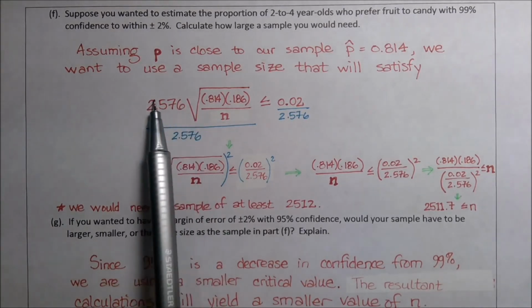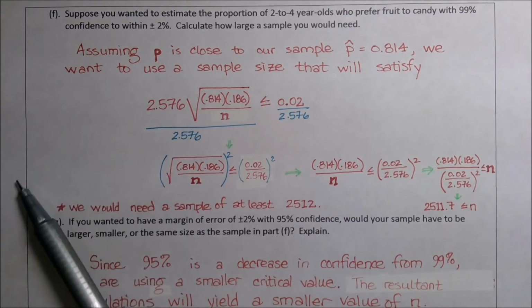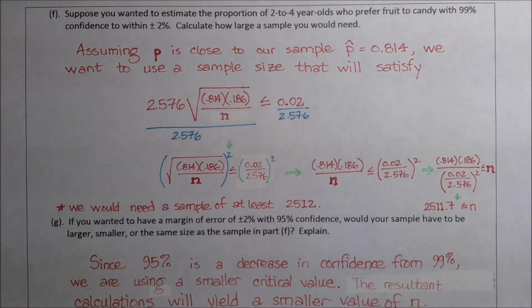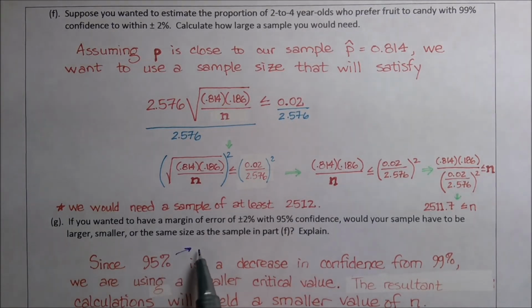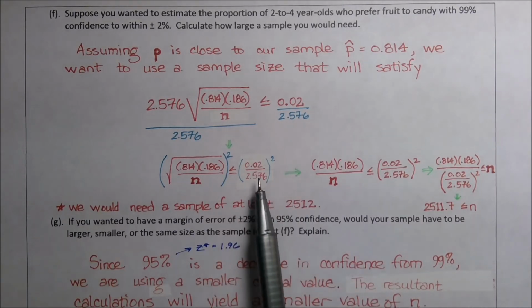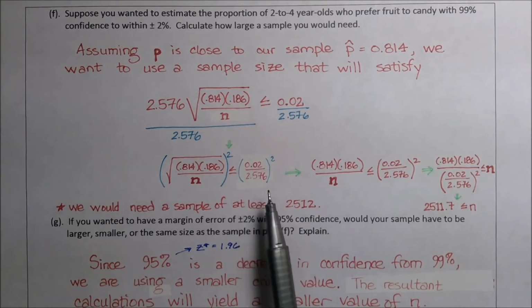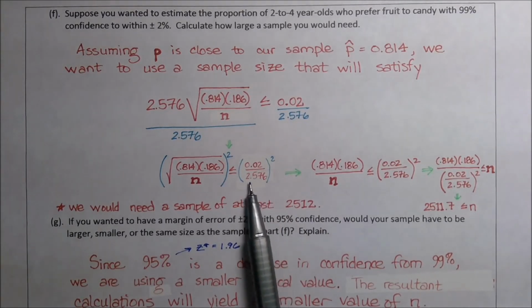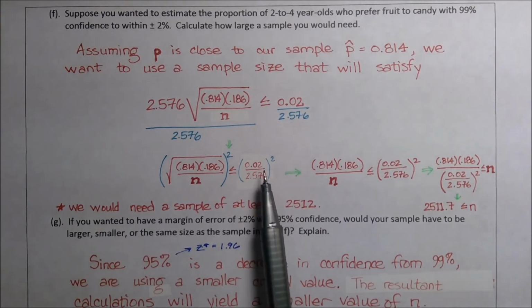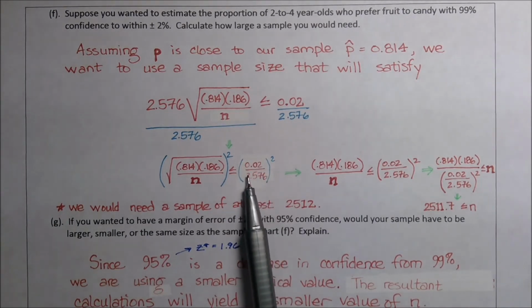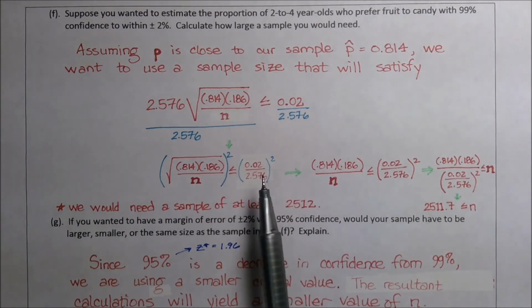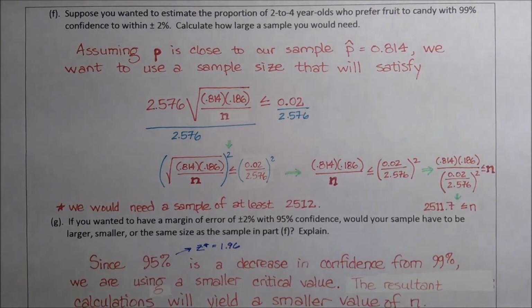So this 2.576 is actually going to end up being 1.96. I don't have that written down here, but let's just say that the z star would be 1.96. And if this value, this 2.576, becomes a smaller number, right, then this entire fraction, 0.02 over 1.96 now, ends up being a bigger number, right?